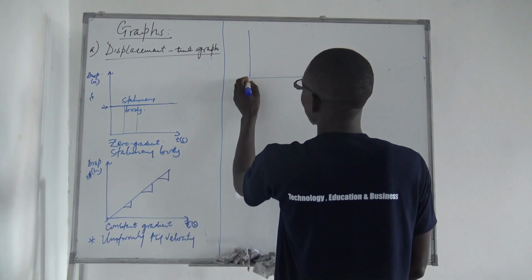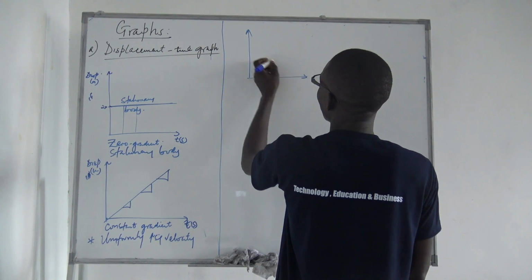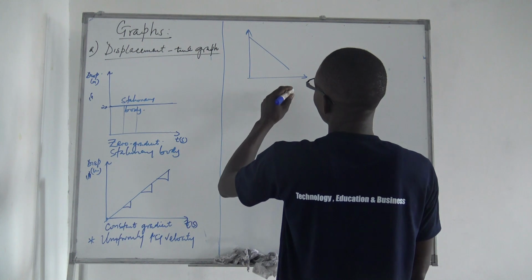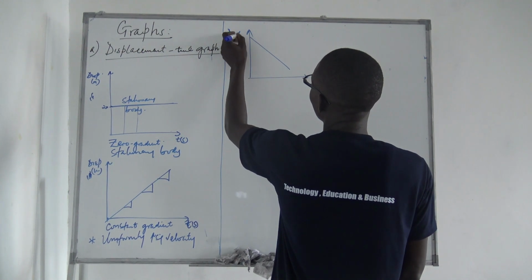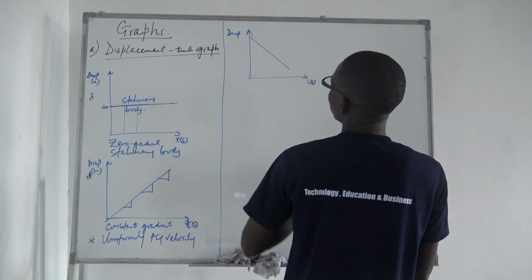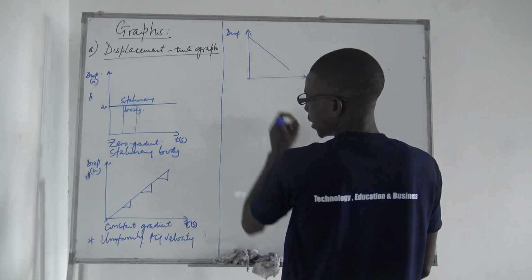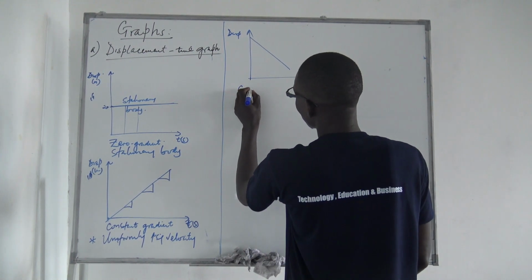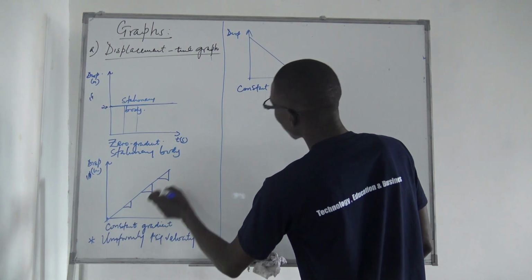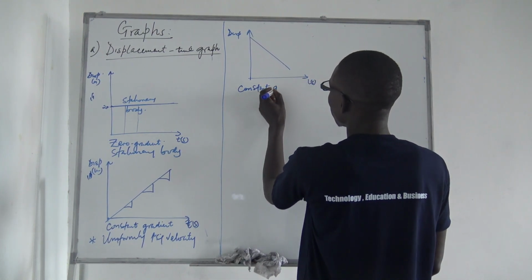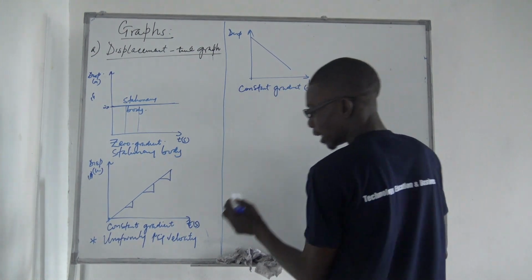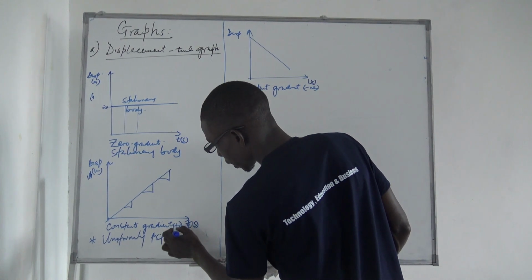And now we can also look at this. Supposing I decided to have this here. If I decide to have that, this is displacement, and then I have time. What is this? This is also a constant gradient. This is a constant positive gradient, but this one is negative, and this is a positive gradient.